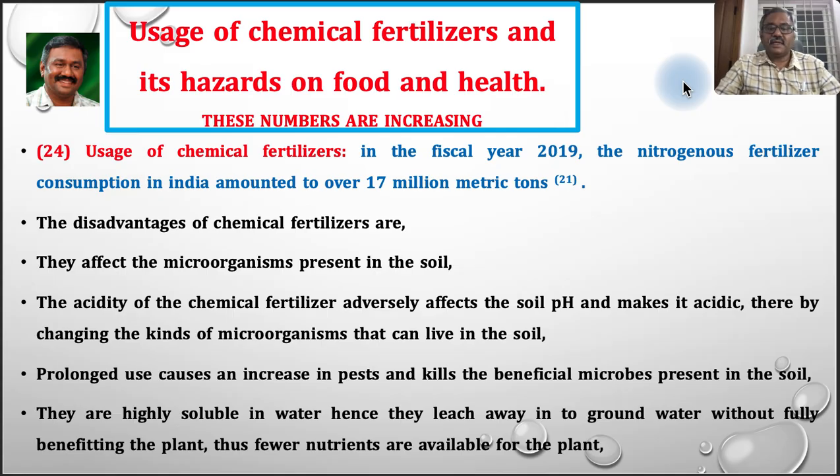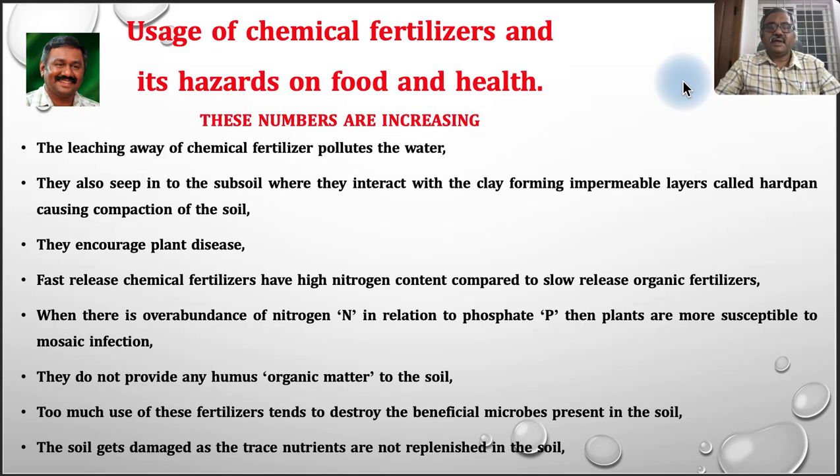Prolonged use causes an increase in the pests and kills the beneficial microbes present in the soil. They are highly soluble in water, hence they leach away into the groundwater without fully benefiting the plant. Thus, fewer nutrients are available for the plant. The leaching away of chemical fertilizer pollutes the water. They also seep into the subsoil where they interact with the clay, forming an impermeable layer called hardpan, causing compaction of the soil. They encourage plant diseases.